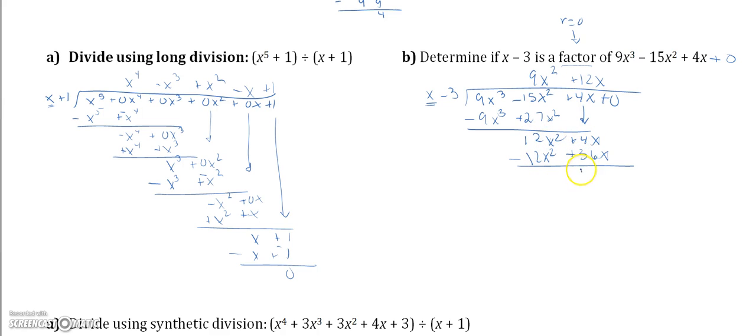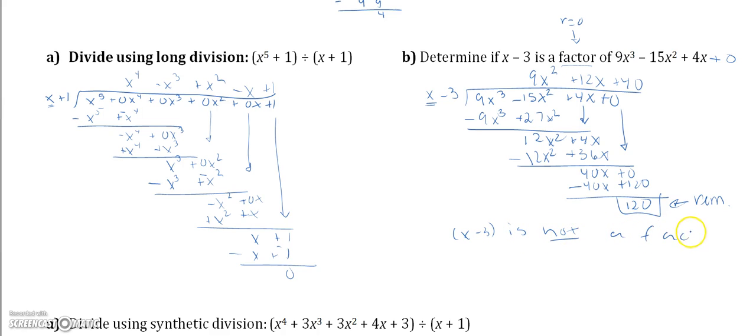First terms drop out. Second terms I get 40x, and I'm going to bring down my last term, which is plus 0. X times 40 gives me 40x squared, or sorry, 40x. 40 times x is 40x. 40 times negative 3 is negative 120. I'm going to subtract, so I change all my signs and I get a remainder of 120. So my remainder is 120, so it does not divide evenly in. So I would say that x minus 3 is not a factor of my 9x cubed minus 15x squared plus 4x.